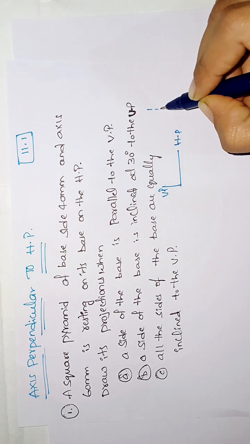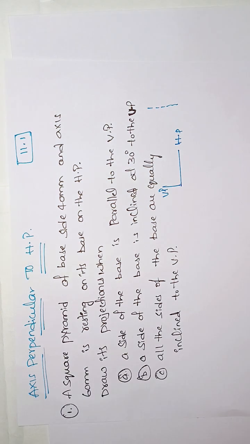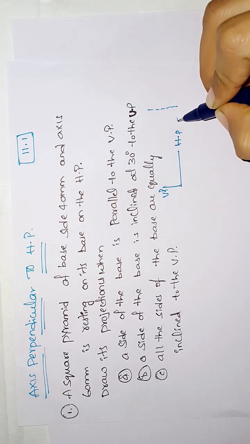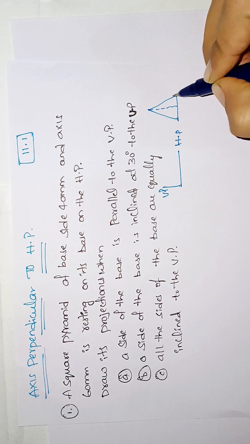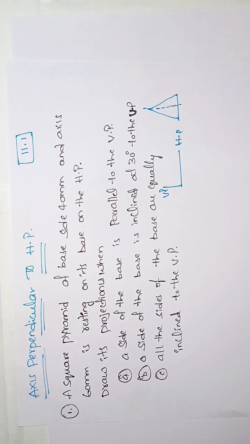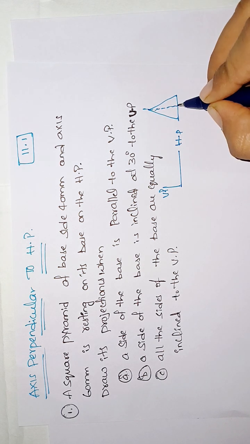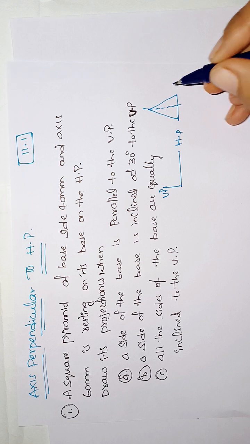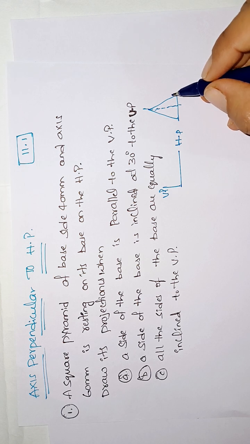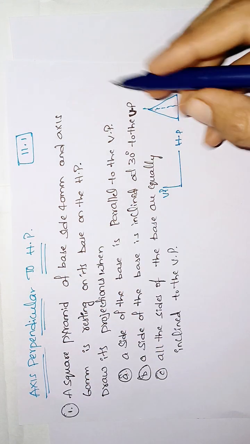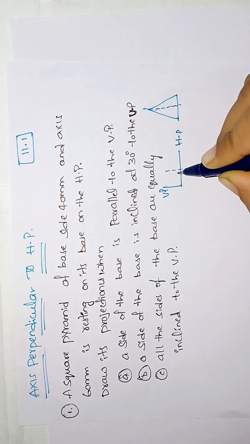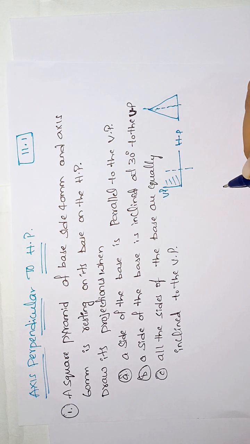Axis means any axis passing through the hidden line of any object, either triangle, rectangle, pentagon, or hexagon. That hidden line is called the axis. So the axis is perpendicular, whether of a rectangle, pentagon, hexagon, or anything. If the axis is perpendicular to HP, then definitely it is parallel to VP.